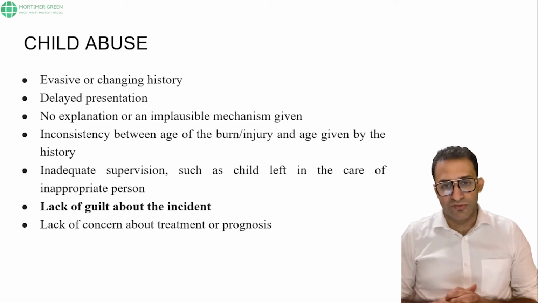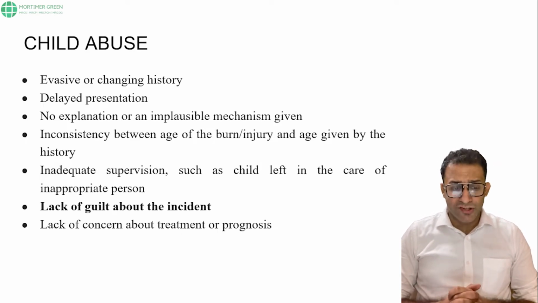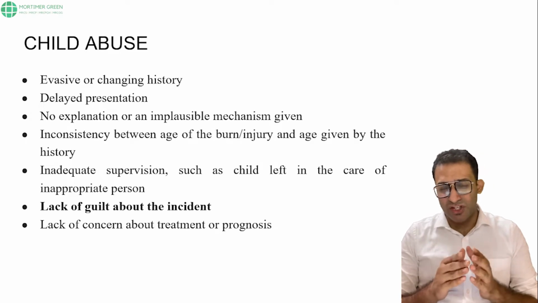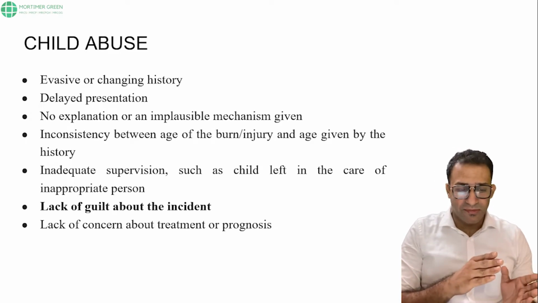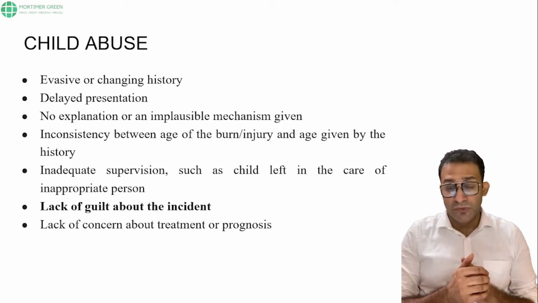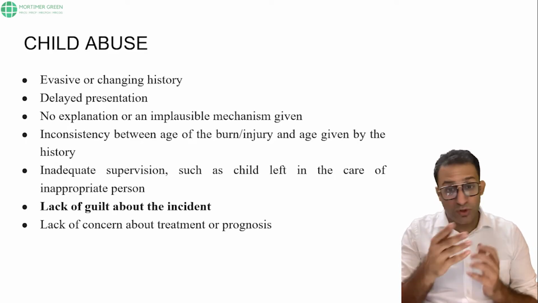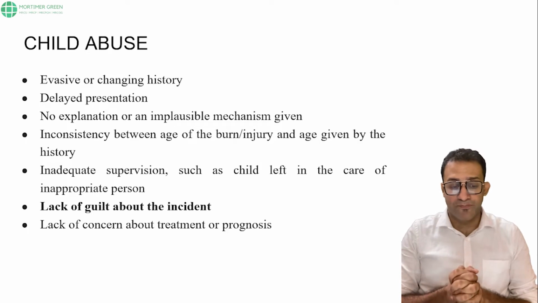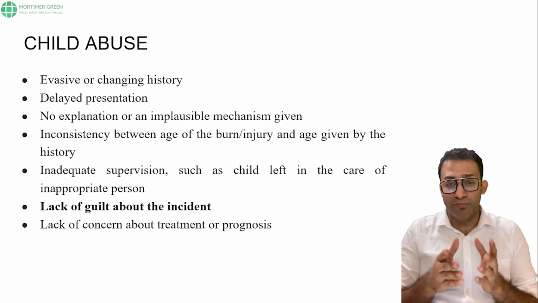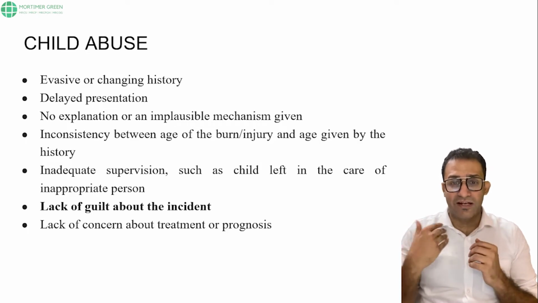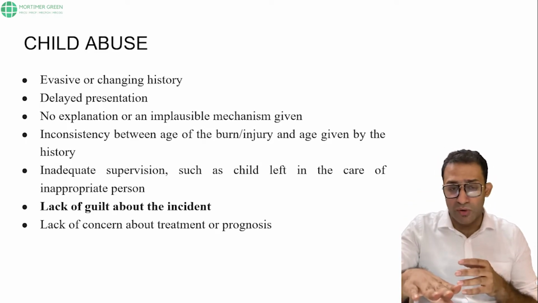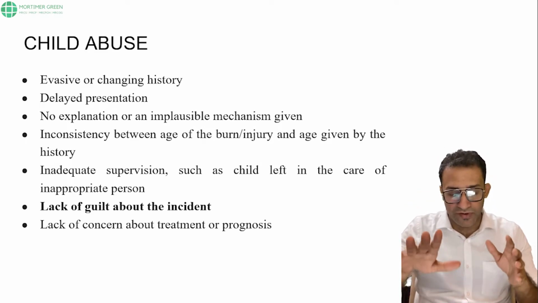How do you diagnose child abuse and non-accidental injury? The history is usually evasive, changing. The father might say something, the mother might say something. Presentation is usually delayed. The child might have been hurt a few days ago, and they might have brought him only after 2 to 3 days. The mechanism of injury is implausible. The child has injuries in the back, and the mother says the child fell from the ground or from the bed in a face down position.